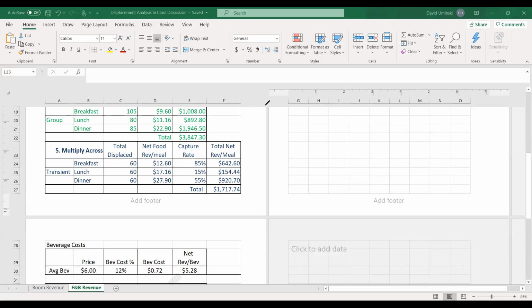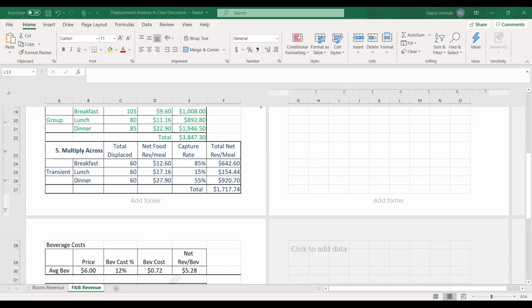Okay, so the last thing that we're going to do, real quick, we take this total for the group and this total for the transient, and just like we do for room revenue, we do group minus the transient. Group minus the transient.